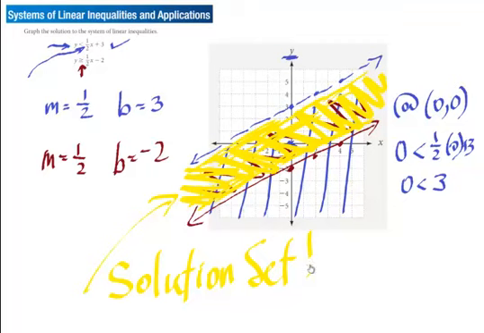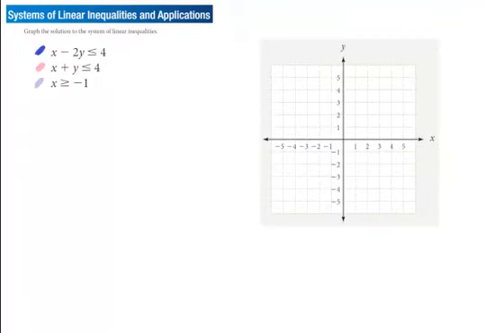So let's look at another one. All right, let's look at a system where we have 3 different inequalities, and we're going to have to see where all 3 are shaded at the same time. And I'm going to color code them to make it easier on myself. So I'm going to look at where x minus 2y equals 4, and then I'll worry about shading it in just a minute. So I need to graph this.